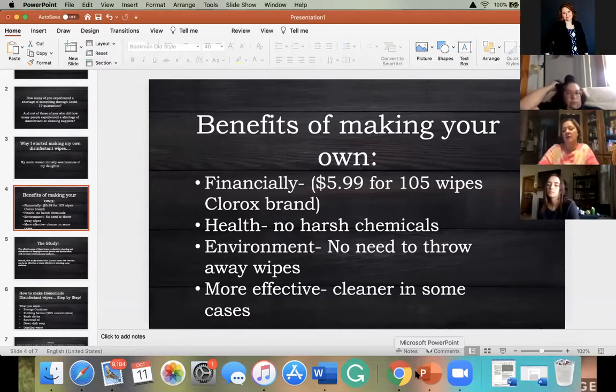Another benefit is the environment. Those plastic containers that you buy those in, they're not going to break down. I mean, it's going to take years to break down.